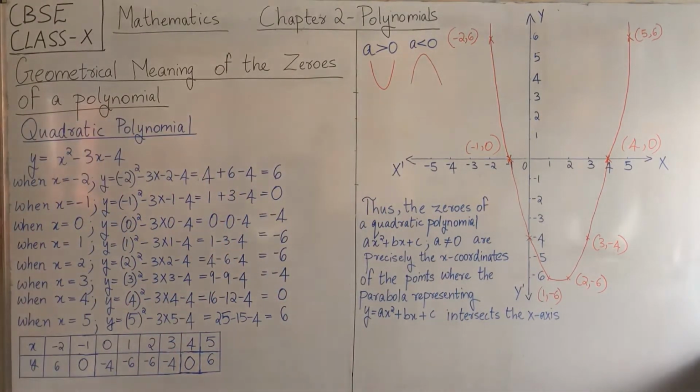Today we are discussing the geometrical meaning of zeros in the case of a quadratic polynomial. We already discussed it in the case of a linear polynomial. Here I am taking an example of a quadratic polynomial, that is y = x² - 3x - 4. This is our quadratic polynomial.